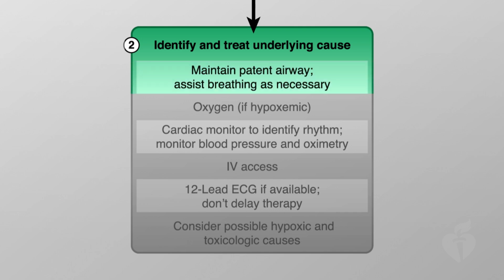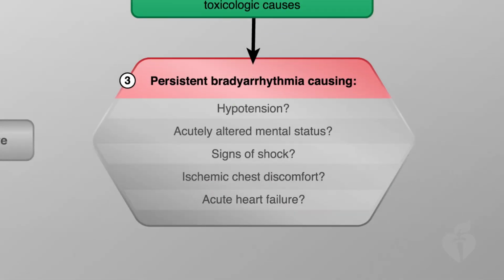supporting circulation and airway management, giving oxygen, monitoring the rhythm and vital signs, establishing IV access, and obtaining a 12-lead ECG if available. In addition, consider hypoxic and toxicologic causes. The primary decision point in the algorithm is determining whether the bradycardia is causing the patient's signs and symptoms or some other illness is causing the bradycardia. These symptoms include hypotension, acutely altered mental status, signs of shock, ischemic chest discomfort, and acute heart failure.